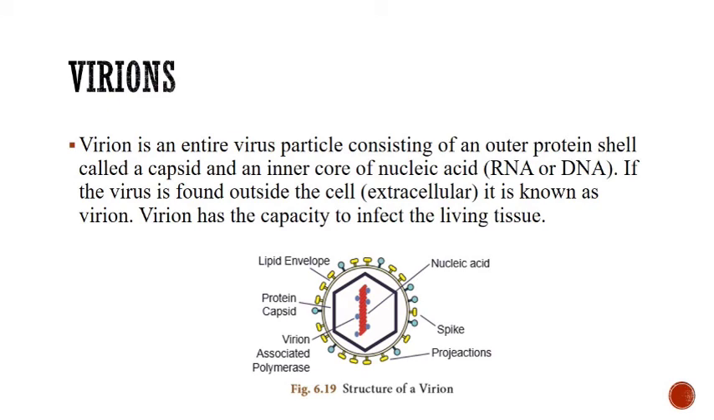Virions. A virion is an entire virus particle consisting of an outer protein shell called the capsid and an inner core of nucleic acid, RNA or DNA. If the virus is found outside the cell, it is known as a virion. A virion has the capacity to infect living tissue.